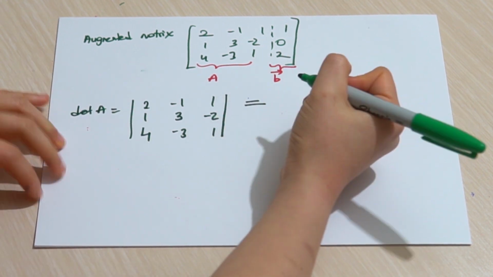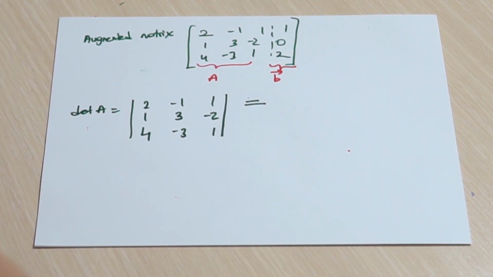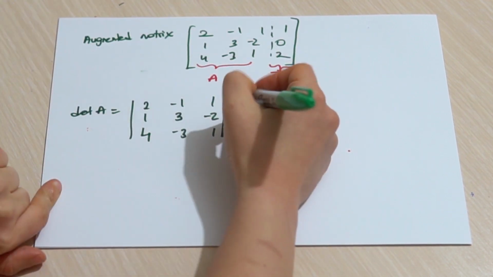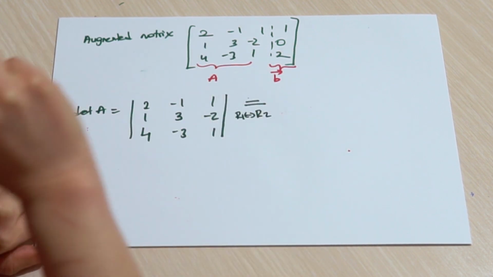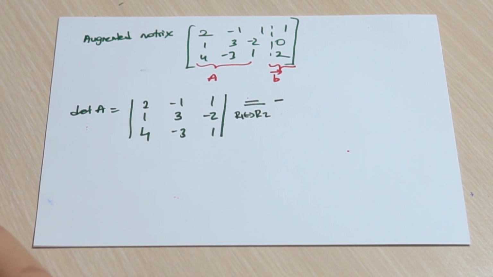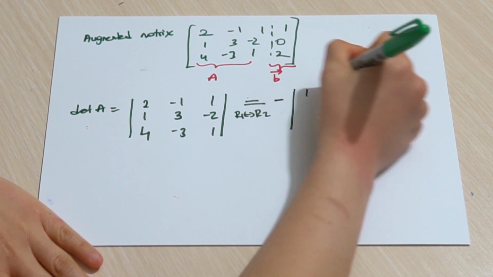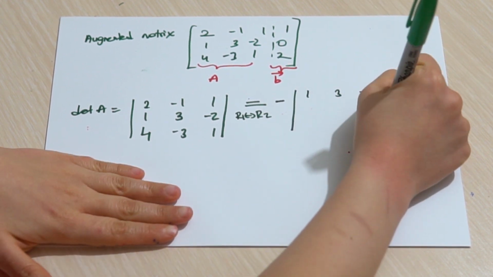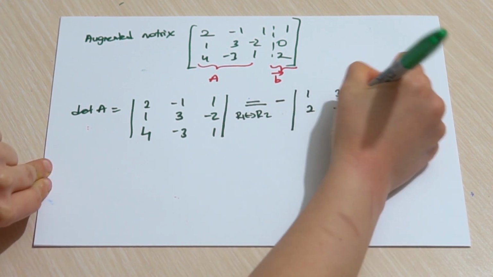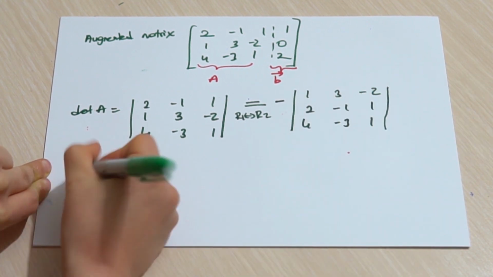and the determinant of this matrix is equal to, let's change row 1 with row 2. Then we will have minus, right? If you change 2 rows, then the determinant has a minus. So I will have 1, 3, minus 2, and then I will have 2, minus 1, 1, 4, minus 3 and 1.